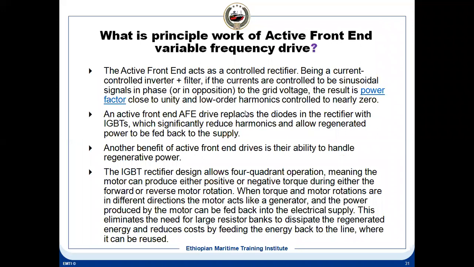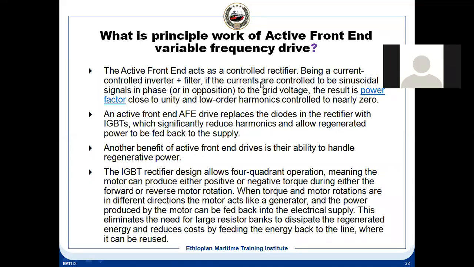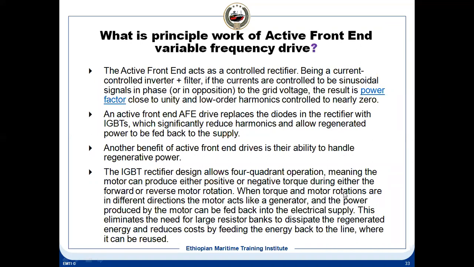And the other thing is active front end. What is this active front end? Active front end is very simple. The only thing is that instead of the diode, they use a transistor or an IGBT in the rectifier section. So active front end acts as a controlled rectifier. Normally, a normal rectifier is not controlled. It is just an on and off rectifier. But if you want to control the rectification, you can use a thyristor. By varying the firing angle of the thyristor, you can make a controlled rectification.